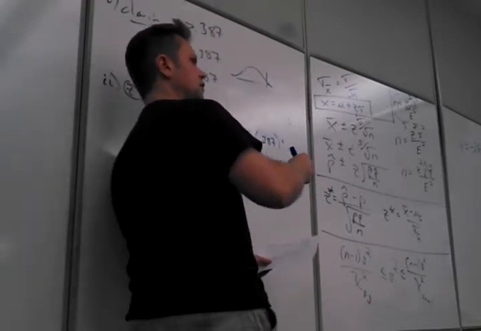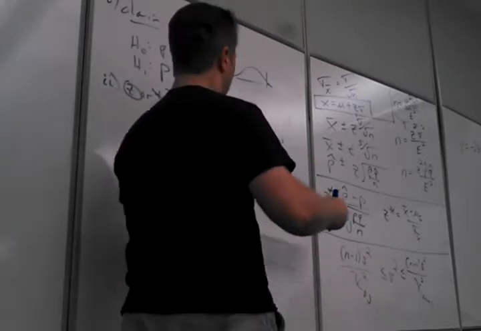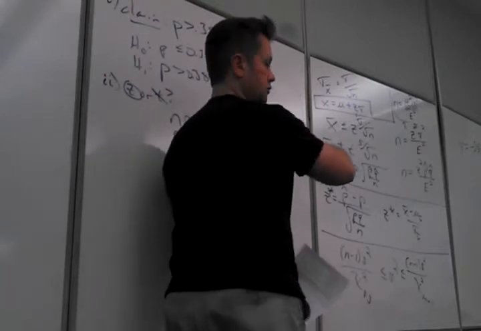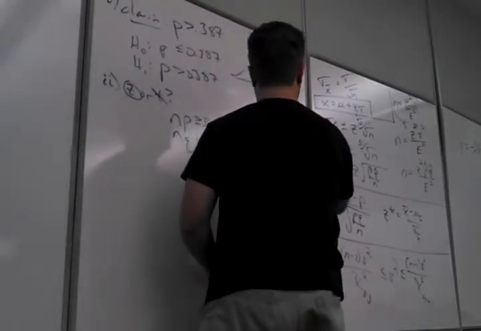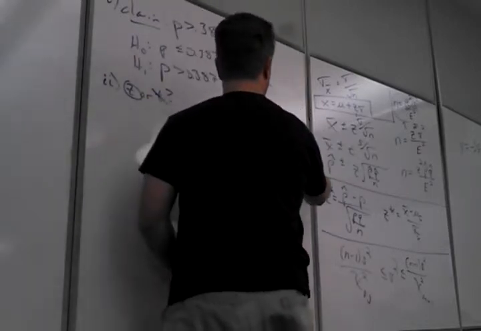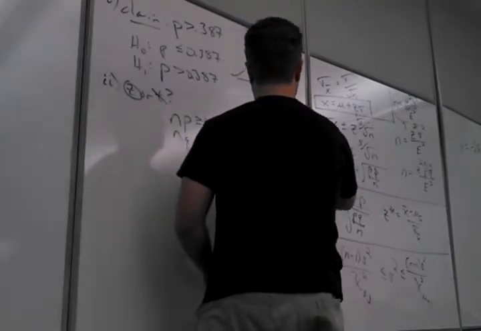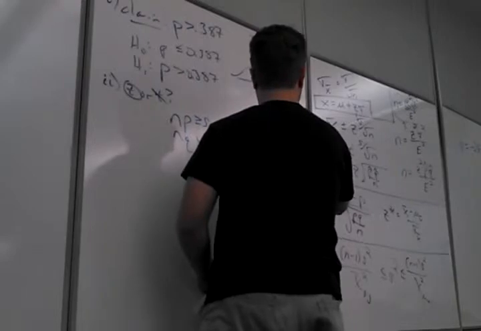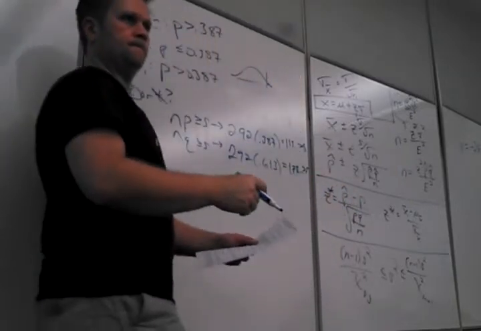NP comes out to 113 point something, which is bigger than 5, and NQ will be 178 point something or other, that's bigger than 5. All right, so far so good.